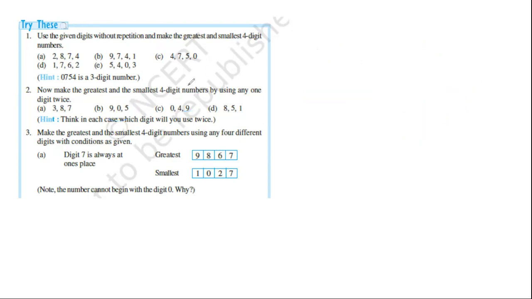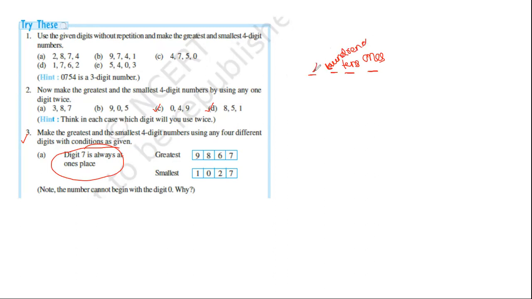Now these 2 remaining questions you try. Now the third point: make the greatest and the smallest 4-digit number using any 4 different digits with the condition as given. Digit 7 is always at ones place. See, I told you which one is ones place. This one is ones place. Suppose I write a 4-digit number in this way. This one is ones place. This is tens. This is hundreds place.